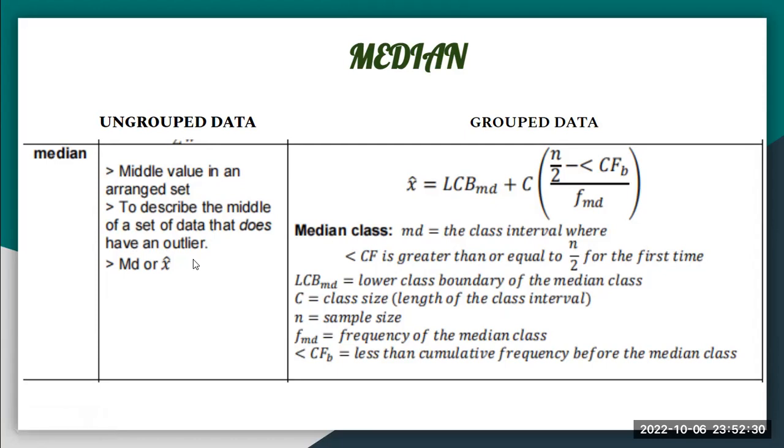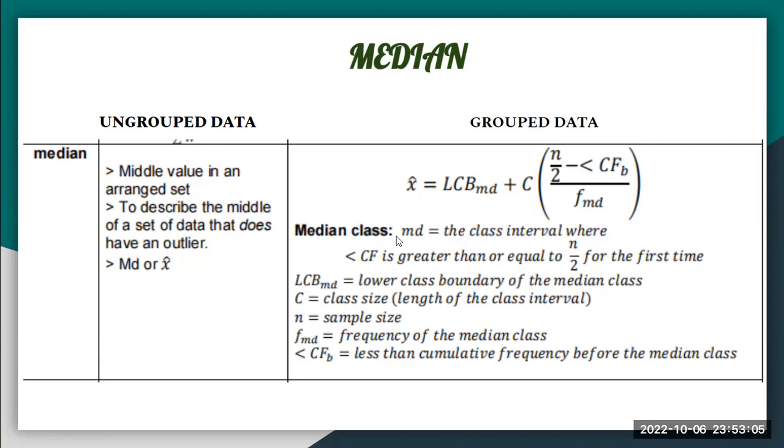And then we have the median for grouped data. Okay, so the median is equal to LCB, or the lower class boundary of the median class, plus C times N, which is the sample size, divided by 2 minus the less than cumulative frequency of the median class.